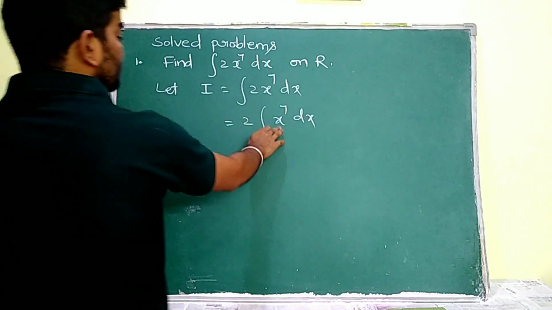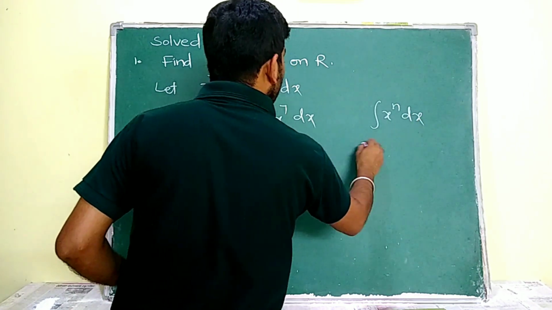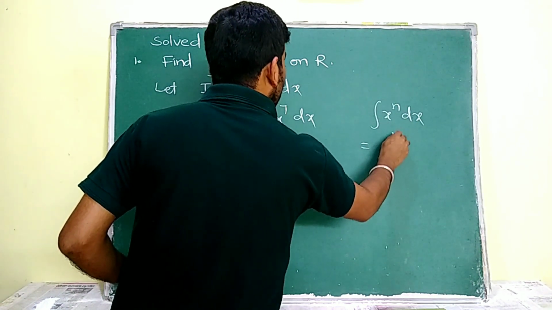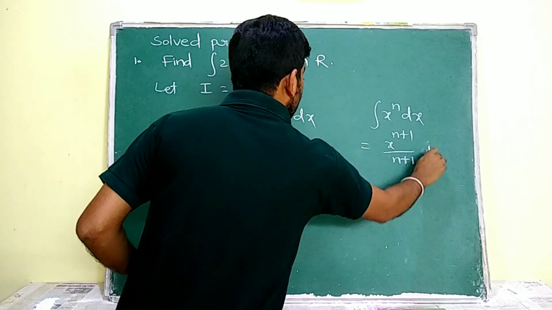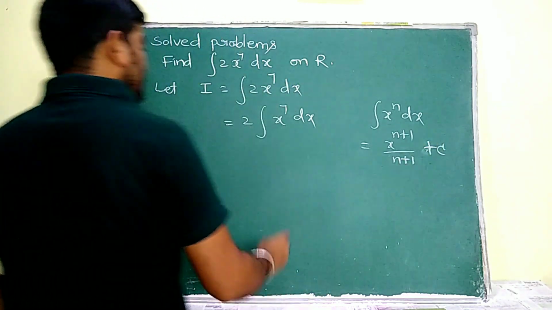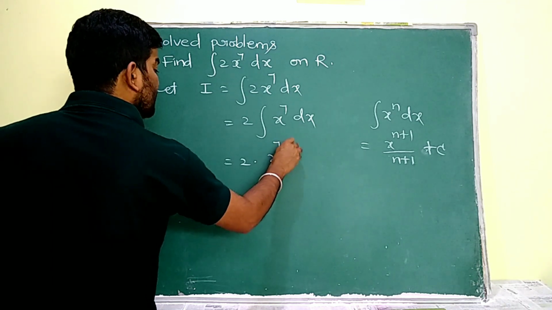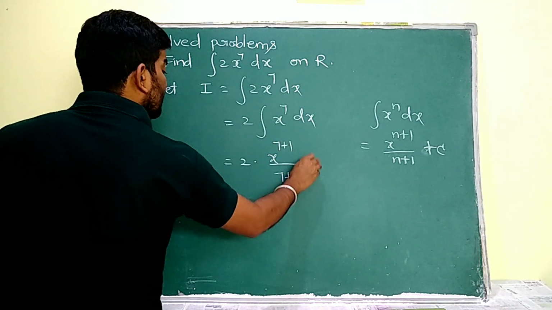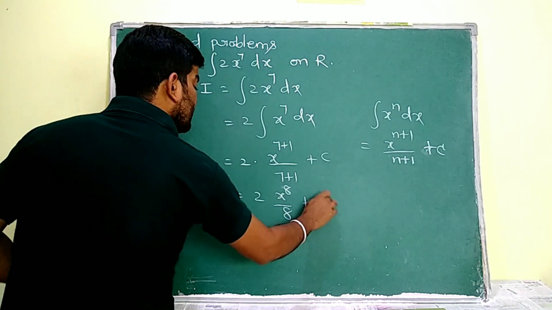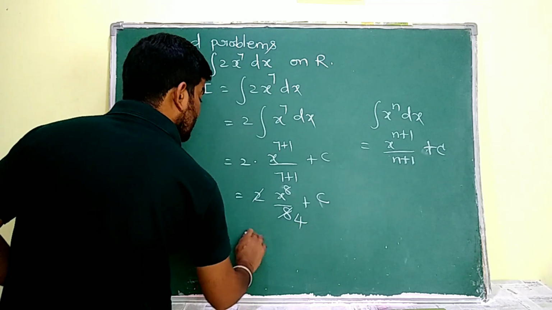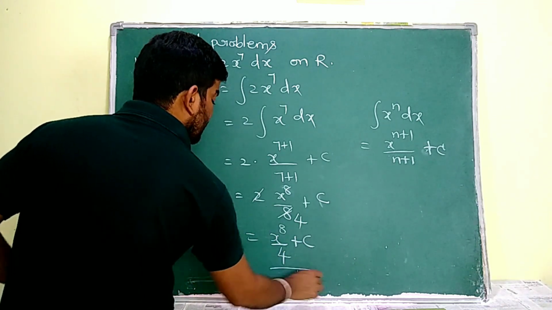Now see, here this value is in the form of integral x power of n dx. We know the formula for integral x power of n, that is x power of n plus 1 by n plus 1 plus c. Similarly, tell me the value now: 2 into x power of 7 plus 1 by 7 plus 1 plus c, 2 into x power of 8 by 8 plus c. 2 1s are 2, 2 4s are 8, that is x power of 8 by 4 plus c.